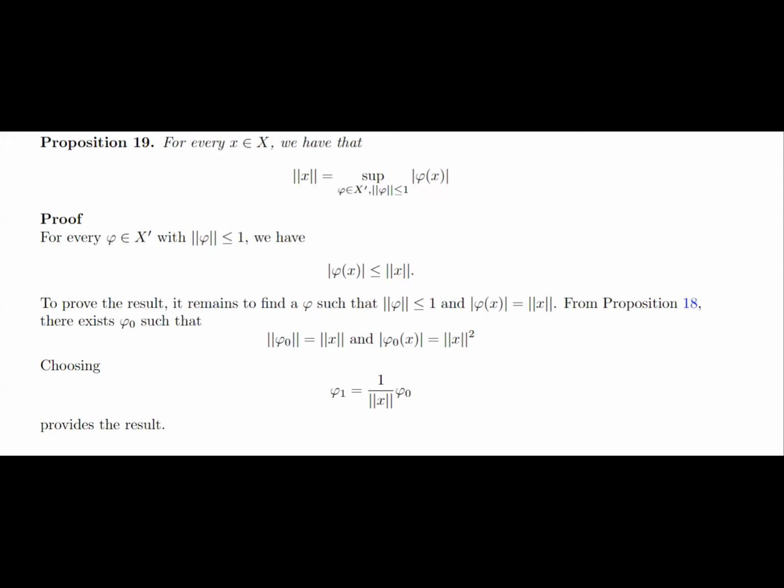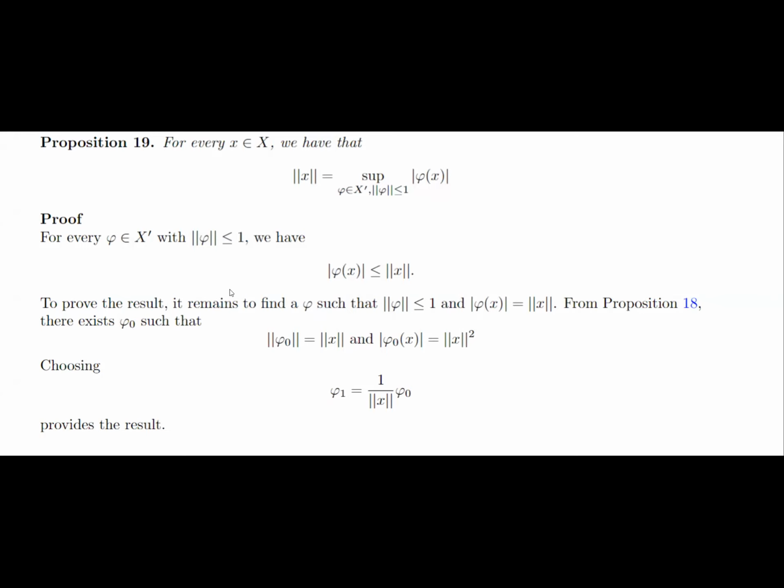So in order to prove this proposition, first you fix x in X, and from the definition of the norm in X prime, you get that the absolute value of phi of x is less than the norm of phi times the norm of x. But since I'm dealing with such a phi whose norm is less than 1, I obtain this inequality. So in order to achieve our goal, it is sufficient to prove that there exists a specific phi such that the norm of phi is less than 1 and such that phi of x equals the norm of x.